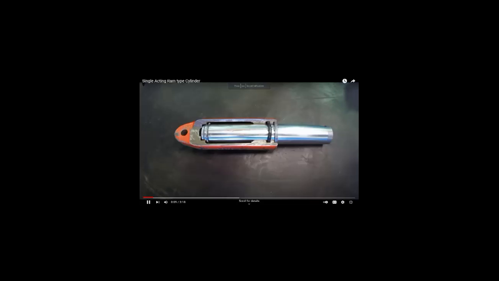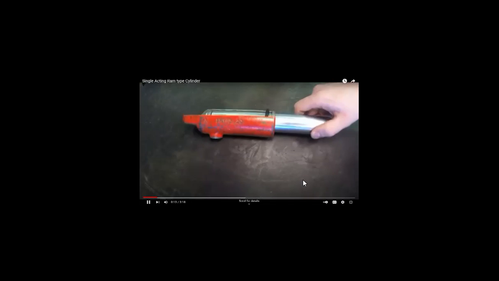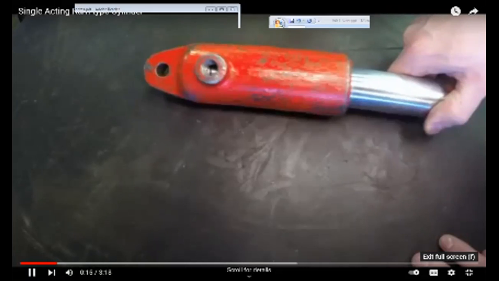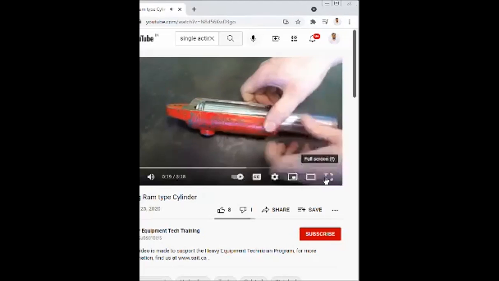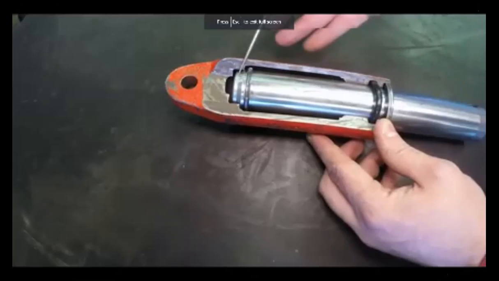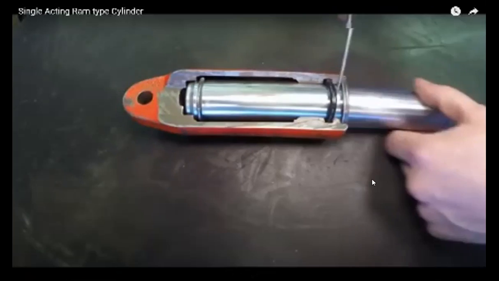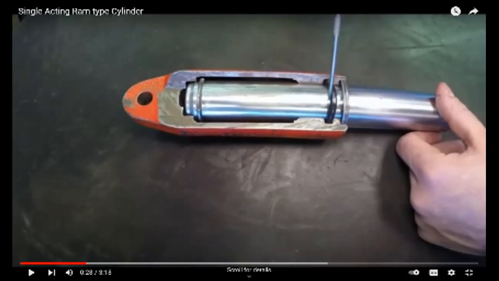So again, this is another example of a single acting cylinder, and we know it's a single acting cylinder because it only has one work port. Now we know it's a ram type cylinder because the rod itself is also the piston. This is an actual example of the ram type cylinder.